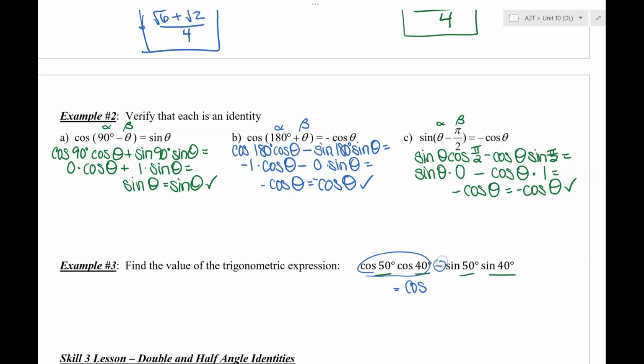And cosine changes. So this is going to be the cosine of 50 plus 40, which means I'm truly looking for the cosine of 90 degrees, which we know to be 0. So we're done. Easy peasy.